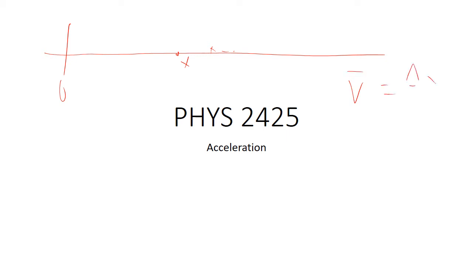So we talked before about position. We have an object at some position x. There's my origin, and it moves. So it's going to be at some other x at different times. And so we had realized that velocity, average velocity, was change in position over time. The instantaneous velocity is dx/dt.